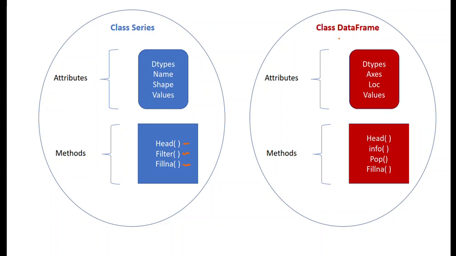Similarly, we have the class DataFrame, right? Which also consists of attributes and methods. For example, we have the dtypes attribute, the axes, the values, right? As for the methods, we have the head method, right? Which basically obtains the first 5 rows in the DataFrame or table, info, and fillna, etc., etc. Again, we will talk about these in more depth later on.